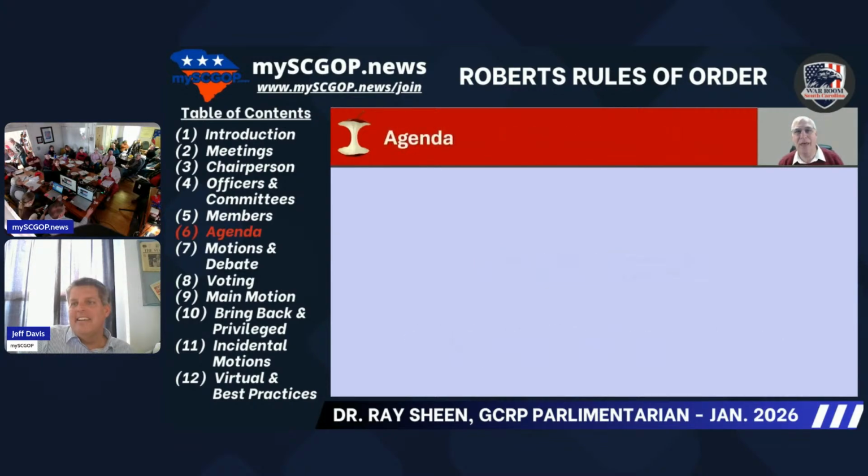Meetings should always have an agenda. Robert's Rule 41 tells us that an agenda is the order of the business for the meeting. A well-prepared agenda will assist in the efficiency and effectiveness of the meeting. It ensures that all the topics are addressed and does so in an orderly manner.